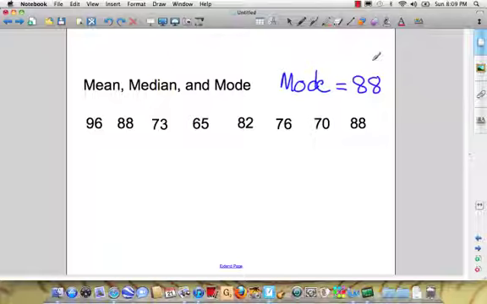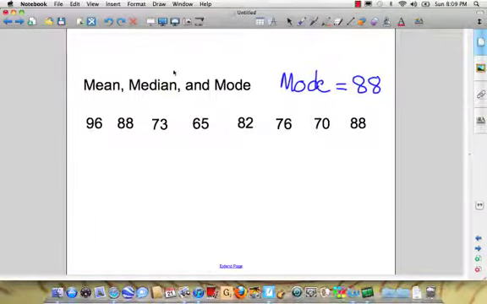Please note that some data sets have no mode. If each number was only there once, there'd be no mode. On the other hand, some sets might be bimodal. Maybe there are 2 numbers that each show up, say, 3 times, and everything else occurs only once. Then both of those numbers would be a mode, and the data set would be bimodal.